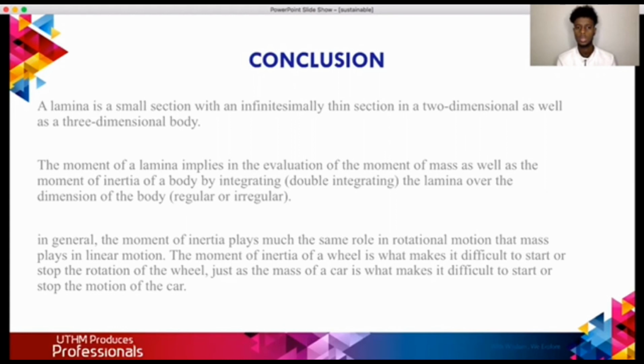A lamina is a small section with an infinitesimally thin thickness, in a 2-dimensional as well as 3-dimensional body. The moment of lamina implies an evaluation of the moment of mass as well as the moment of inertia of a body by integration. The lamina or dimension of the body may be regular or irregular. In general, the moment of inertia is the rotational analogue of mass, which matters in linear motion. The moment of inertia of a body is what makes it difficult to start or stop the rotation of the body, just as the mass of a car is what makes it difficult to start and stop the motion of the car.